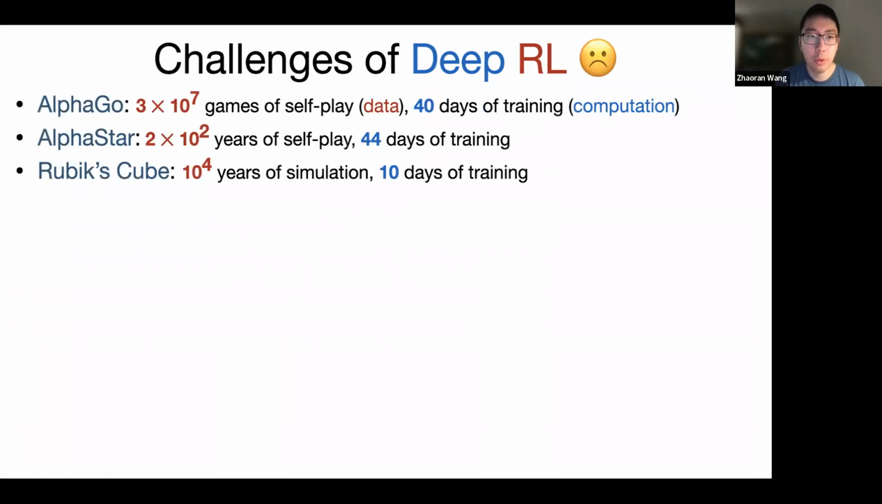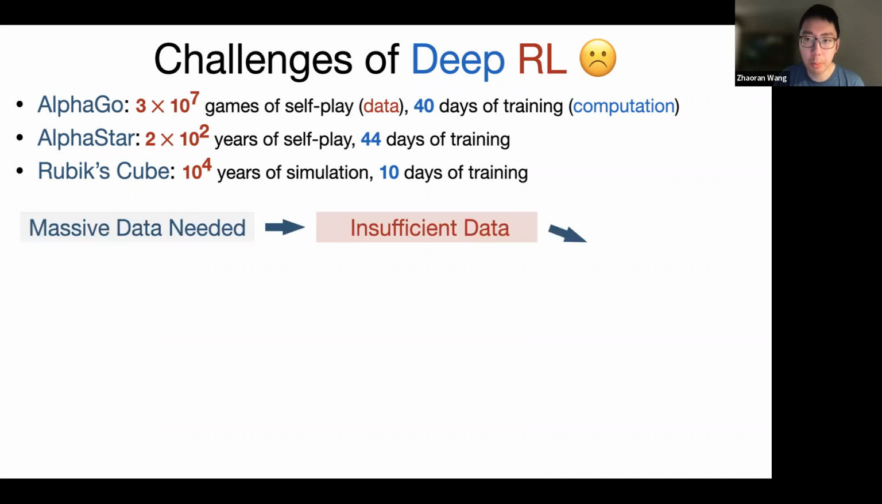For example, if you look at the AlphaGo paper, it takes a lot of games to train a successful policy through self-play. There is also a huge computation load. For example, it takes more than a month, even on a very large computer cluster. The same thing happens for training a StarCraft agent: a lot of years of self-play and more than 1 month of training. There's also another example from OpenAI, where they are trying to solve the Rubik's Cube. A lot of simulation and a lot of computation is needed.